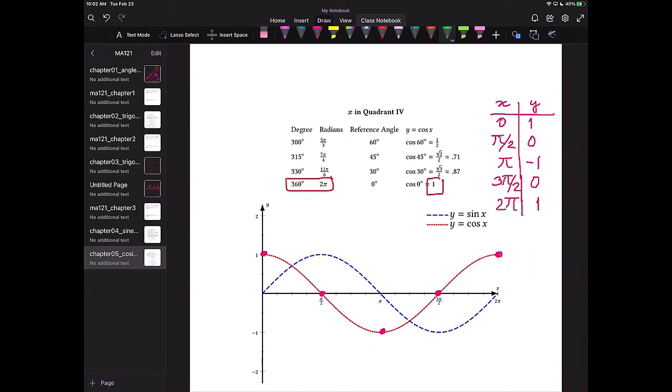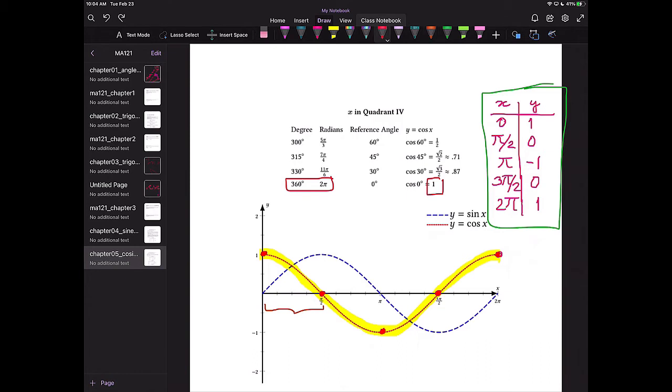So with this evaluation, we have the following points which we plot in order to get the cosine curve. So the red curve you see here is actually corresponding to the cosine curve. And notice that there is a shift of pi over 2 of the sine function, which is expressed with the blue curve. Because the sine and cosine are cofunctions, they have similar properties.